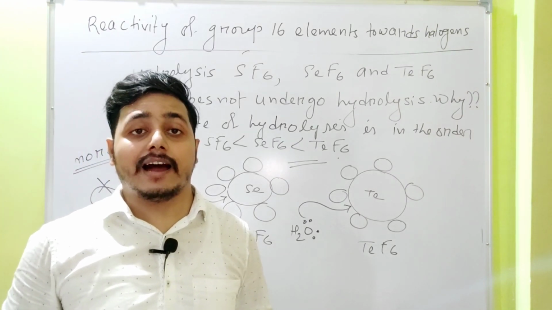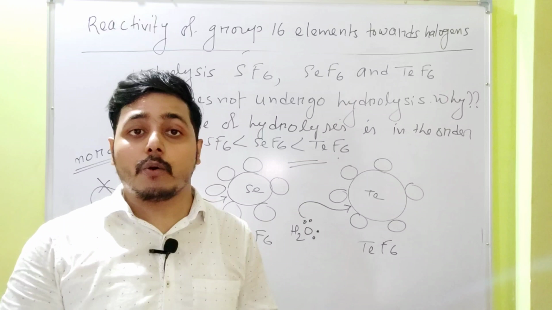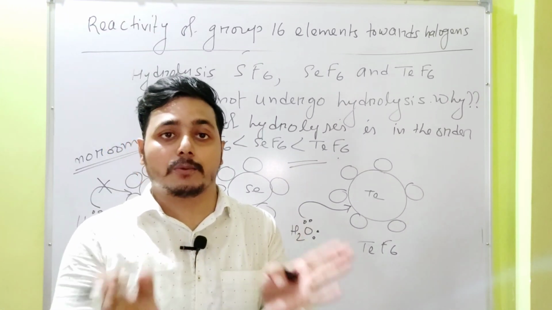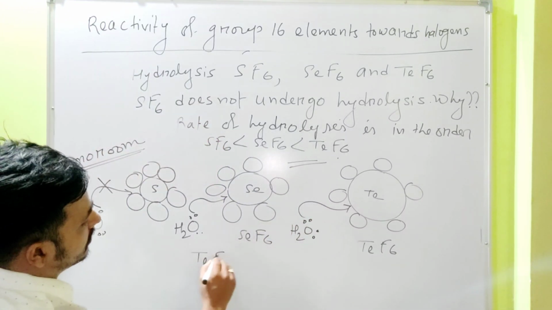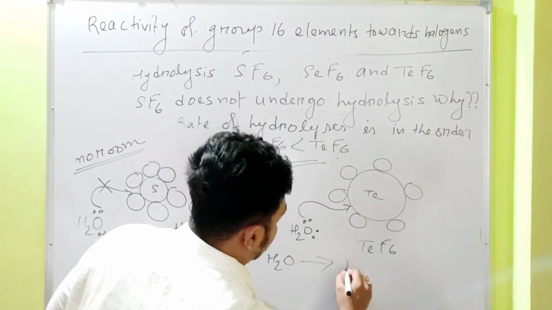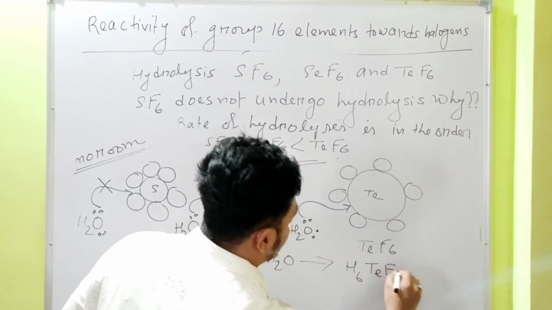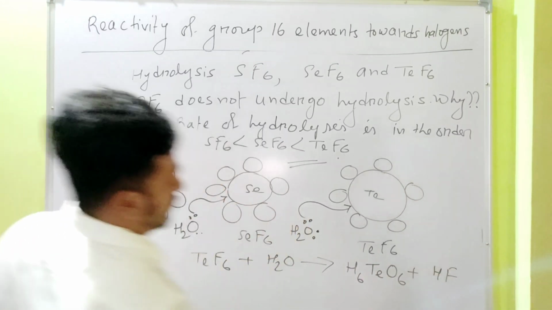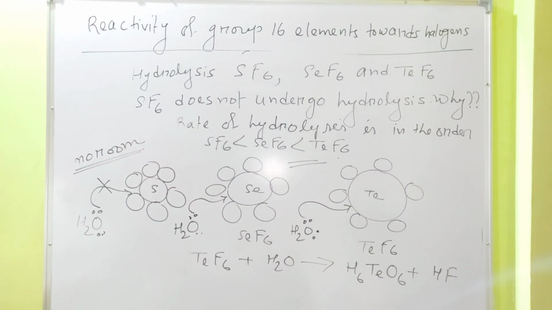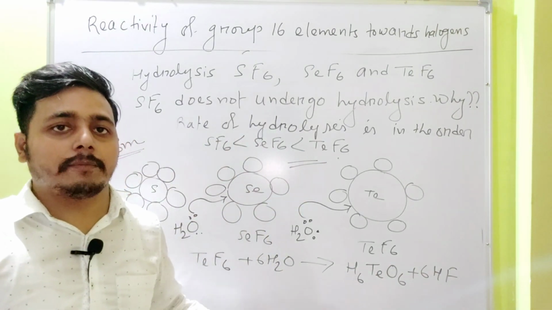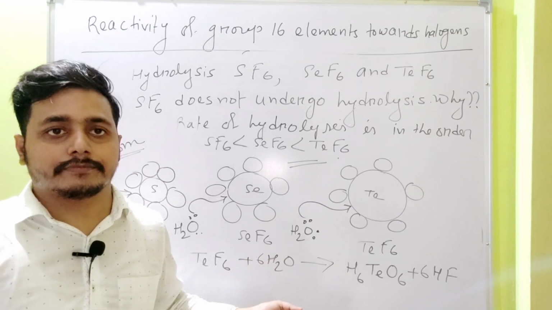Tellurium hexafluoride undergoes hydrolysis. Do you know what is the hydrolysis product of tellurium hexafluoride? TeF6 with water gives rise to Te(OH)6, that is H6TeO6, plus HF. This is the product. Balance the reaction. So this is the product of tellurium hexafluoride with water.